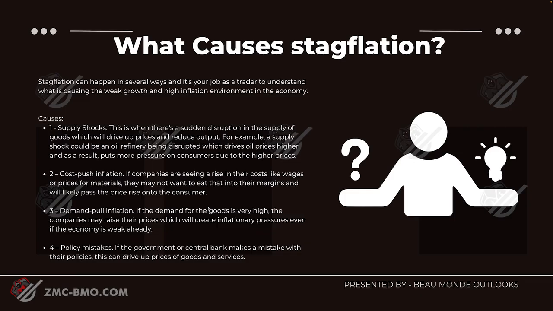Demand pull inflation. If demand for the goods is very high, the companies may raise their prices, which will create an inflationary pressure, even if the economy is weak already. Think of yourself as a company. You want to be making as much money as you can. So whenever you see a demand increase, you tend to see companies raise their prices, and that's demand pull inflation. Demand's really high, that then pulls inflation up. And of course, policy mistakes. A policy mistake is if the government or central bank makes a mistake with their policies, and this can drive up the prices of goods and services.